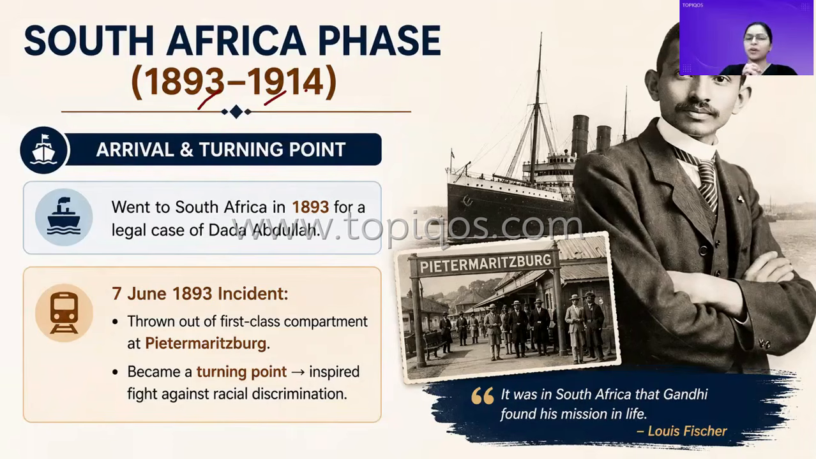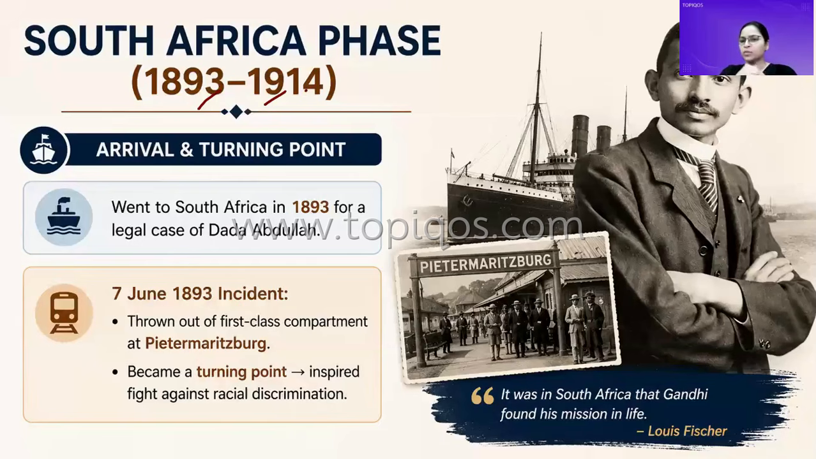So the Abdullah brothers were the two brothers doing their business in South Africa, a very rich family from Gujarat. It resulted in a family dispute. Dada Abdullah was the elder brother, and there was a younger brother also. There was a dispute between the elder brother and the younger brother, and they wanted some legal person, a lawyer, to come and resolve that dispute.